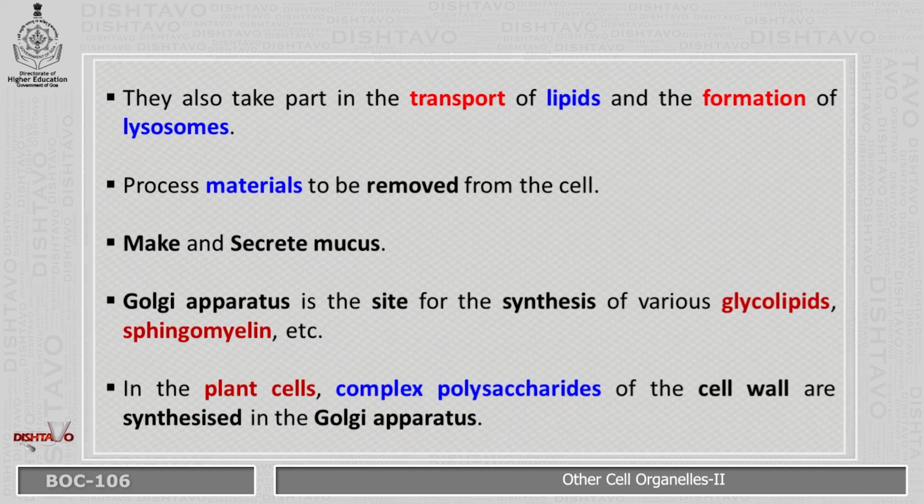Golgi apparatus is the site for the synthesis of various glycolipids, sphingomyelin, etc. In the plant cells, complex polysaccharides of the cell wall are synthesized in the Golgi apparatus.